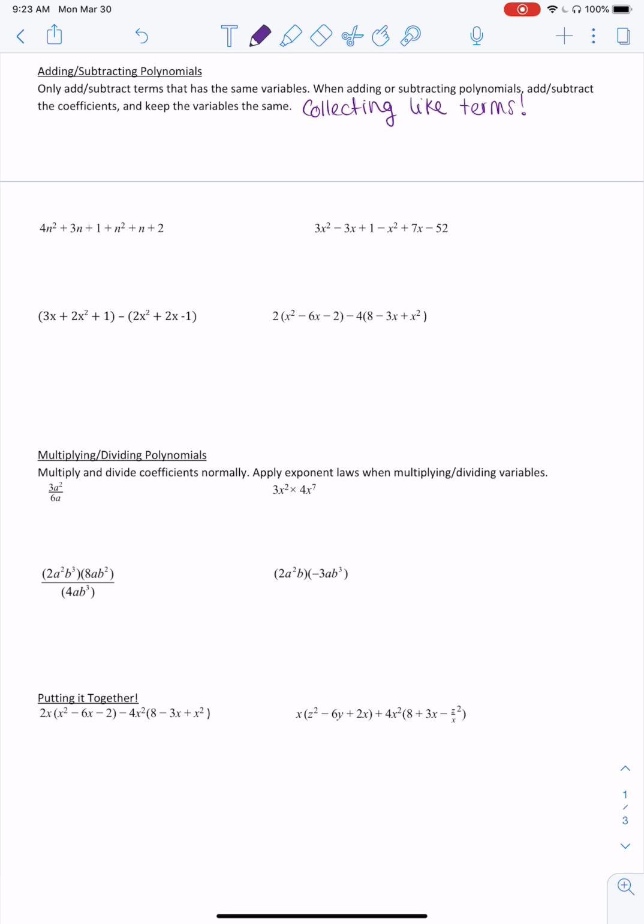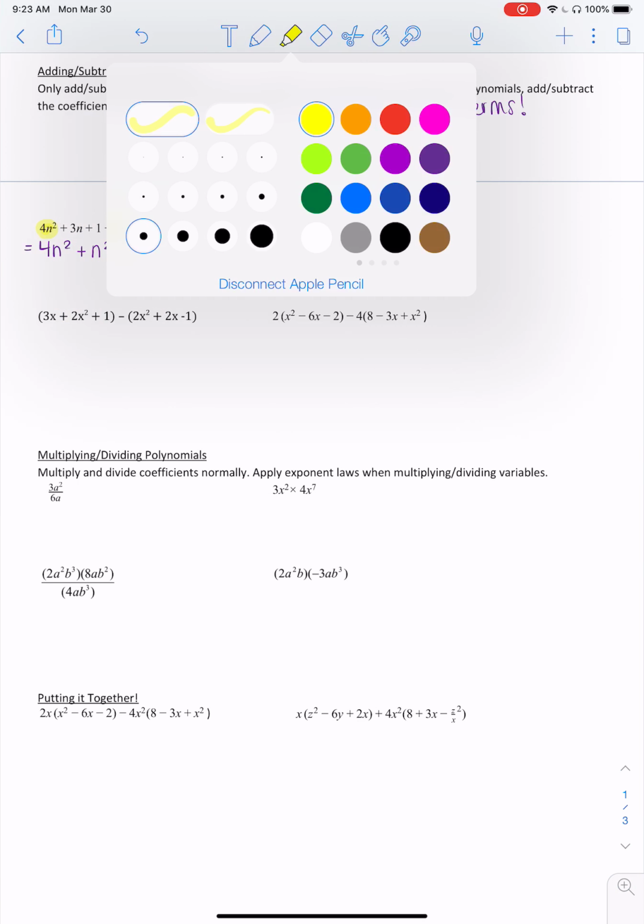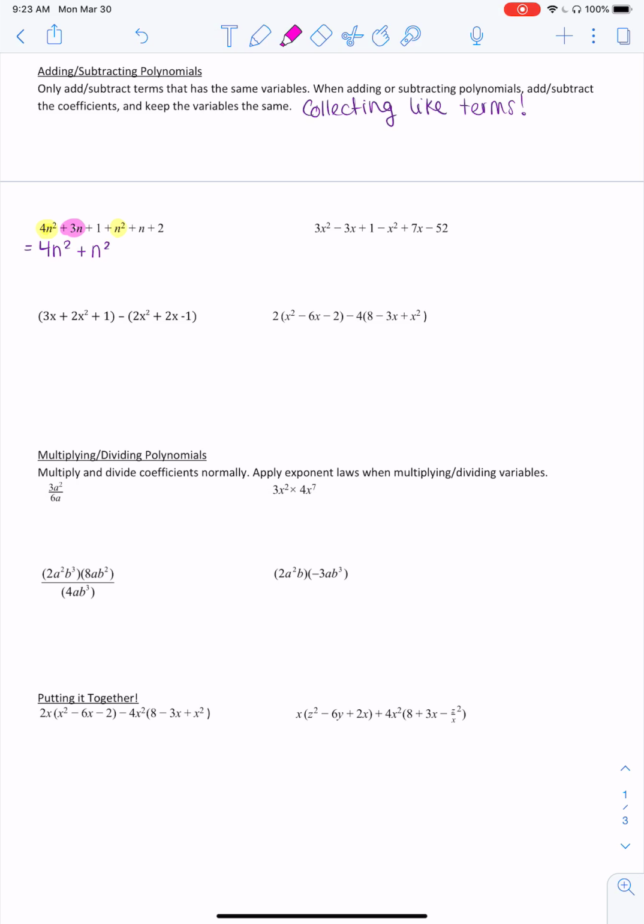So we'll look at this first one here. And we're going to start by identifying our like terms. So the first one we're going to find is anything that has an n squared. And I'm going to put those at the very front. So I'm just going to rearrange this where all my like terms are together. The next like term I'm looking at are my n's. So again, I'm just going to rearrange those. And finally, we have just our constants, the ones that don't have any variables. So I can add those at the end.